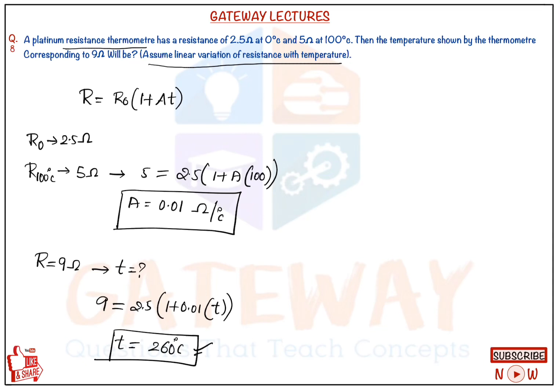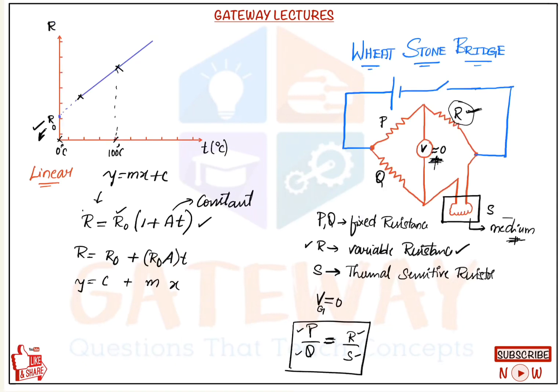The main purpose of taking this question is that many will just solve it to get the answer, if we know R is equal to R naught into (1 plus AT). But what is meant by linear variation? And also the working of the Wheatstone bridge is important. We need to understand how it works. Many think we'll be measuring the S resistance. We can't measure the S resistance directly, but only through variation of the resistance of this platinum wire.